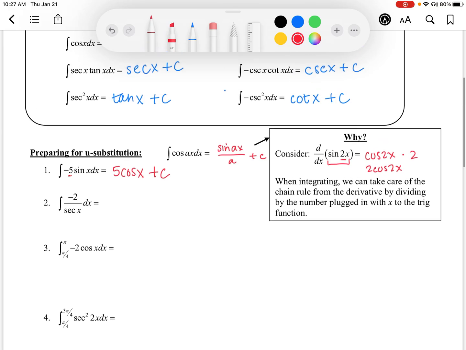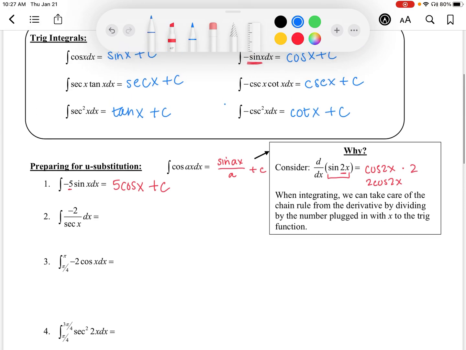Looking at number 2, let's switch colors. I have a negative 2 over secant x. If I have 1 over secant x, that's the same thing as saying the integral of negative 2 cosine x dx, because secant is 1 over cosine. So 1 over secant would just get me back to my cosine. The integral of cosine is sine. I have a negative 2 in front of it, so it's just going to be negative 2 sine x plus c.